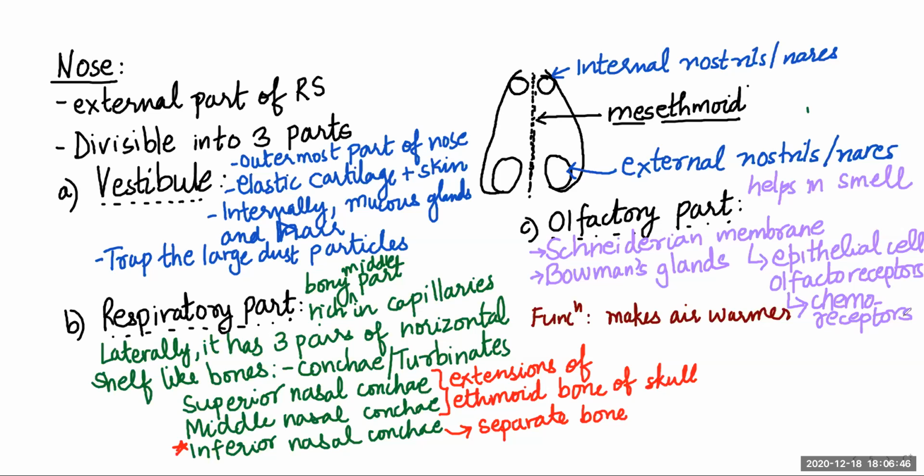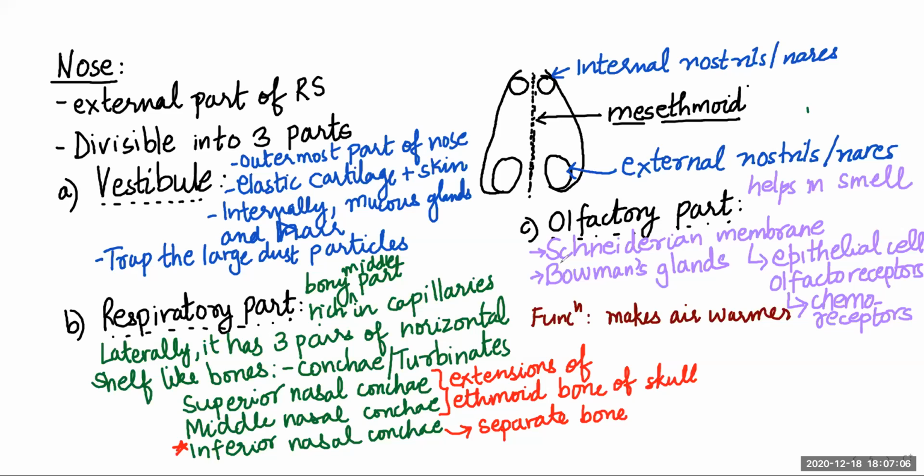So, in the olfactory part, there is a membrane called the Schneiderian membrane. It contains olfactory epithelium. The olfactory epithelium behave like olfactoreceptors or chemoreceptors. They will detect the chemicals in air and hence helps in the sense of smell.